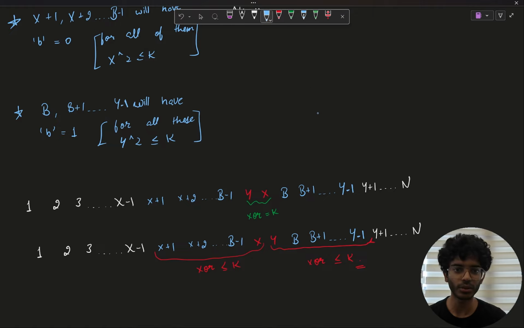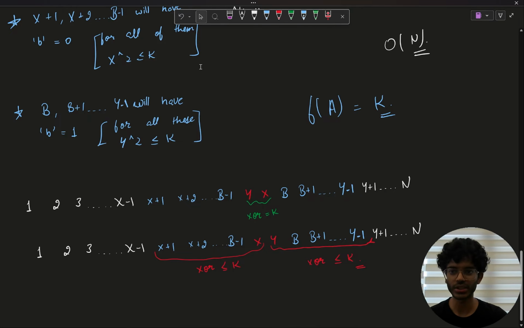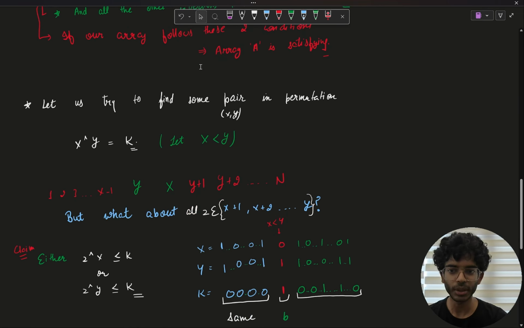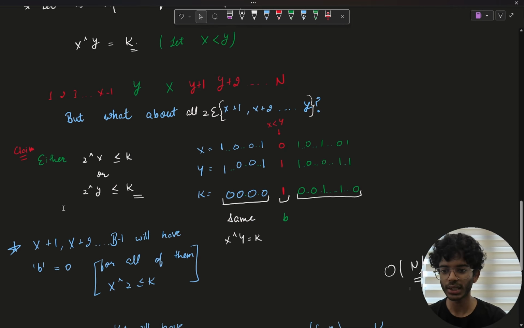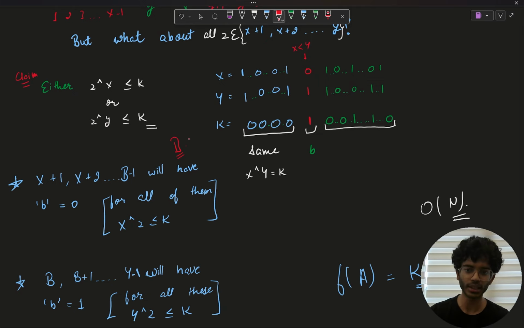So the minimum required value of k to sort the array would be equal to k only. And this way we can construct one possible array. Now the time complexity would be big O of n only, right? And another implementation detail: while implementing, we do not really need to find what this element b is. So this b could be some arbitrary element.